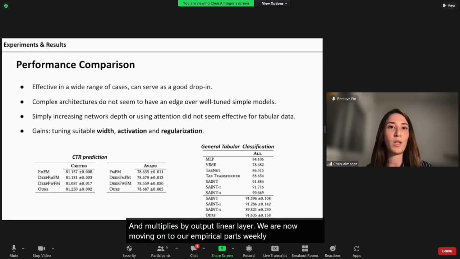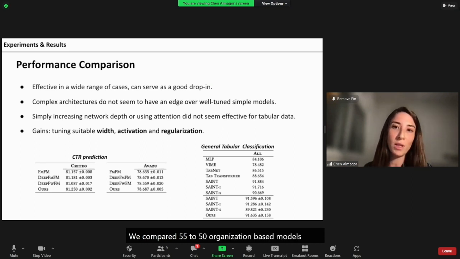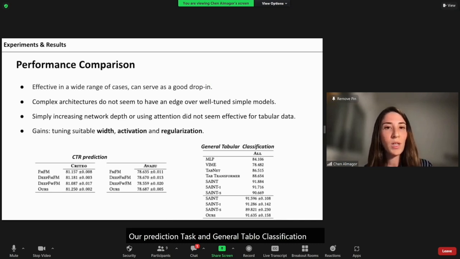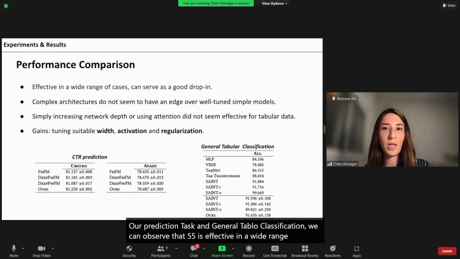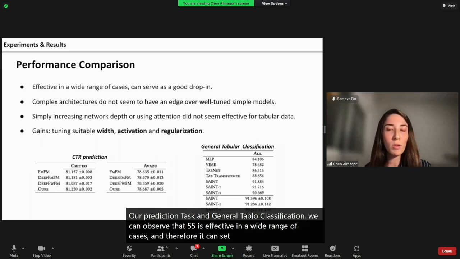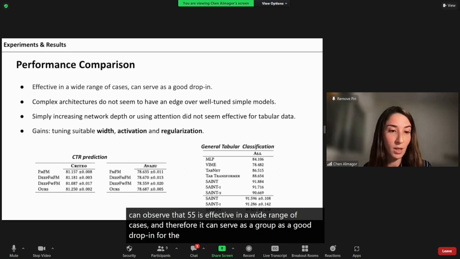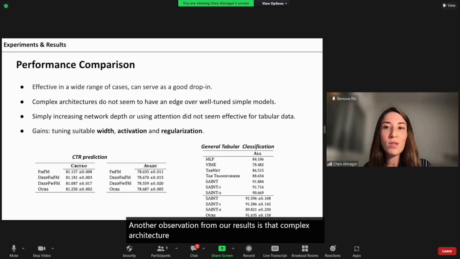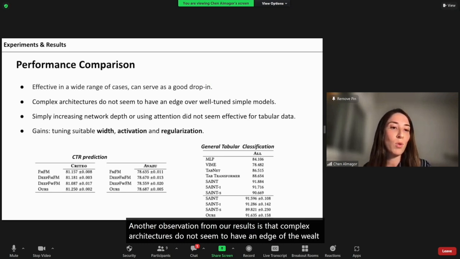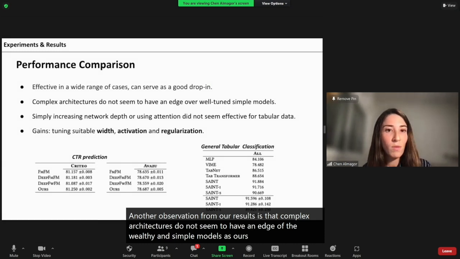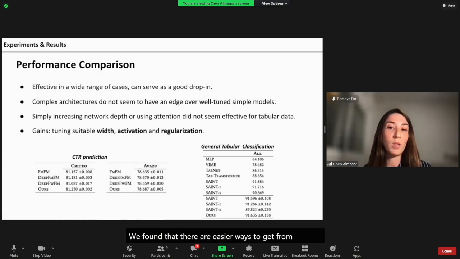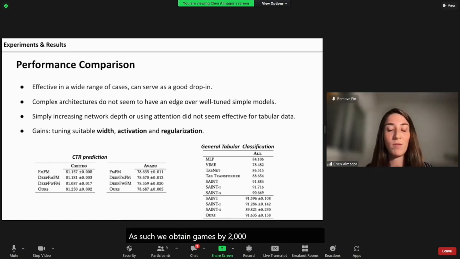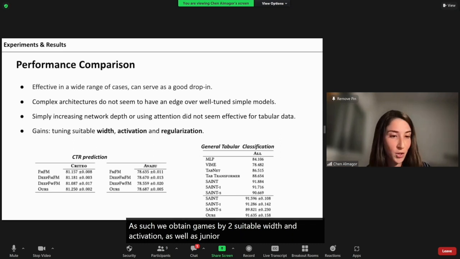We compared FIFA to factorization-based models and neural networks on CTR prediction task and general tabular classification. We can observe that FIFA is effective in a wide range of cases, and therefore it can serve as a good drop-in for tabular classification tasks. Another observation from our results is that complex architectures do not seem to have an edge over well-tuned simple models as ours. We found that there are easier ways to gain performance improvements. As such, we obtain gains by choosing suitable width and activation, as well as tuning the regularization.